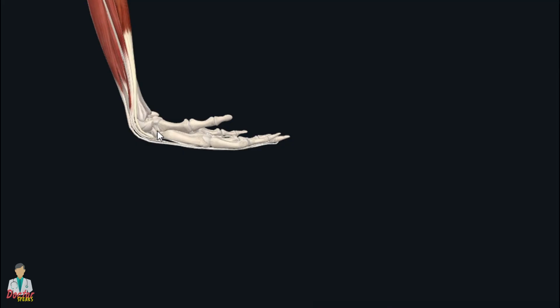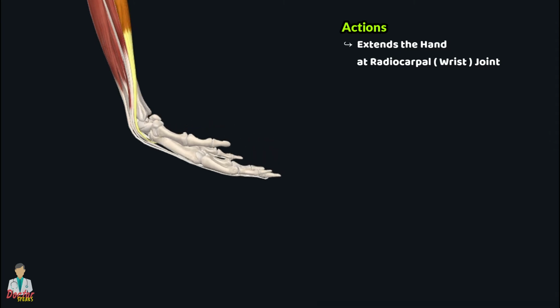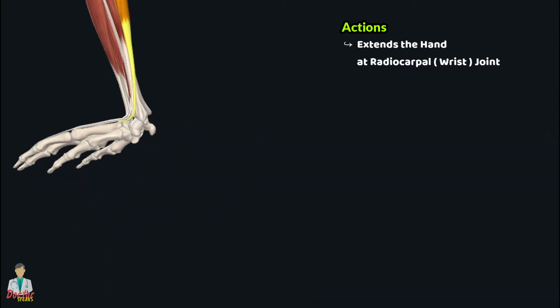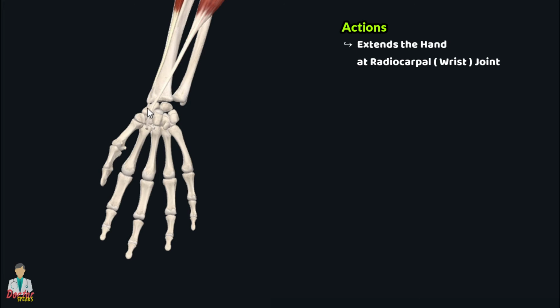Now, in order to study the actions performed by this muscle, we need to concentrate on the name of this muscle, the extensor carpi. That is, this muscle is an extensor of the carpus. So simply we get to know that this muscle extends and hyperextends the hand at wrist joint. And as this muscle inserts onto the radial aspect of hand, the second action that this muscle performs is that it abducts the hand at the wrist joint.